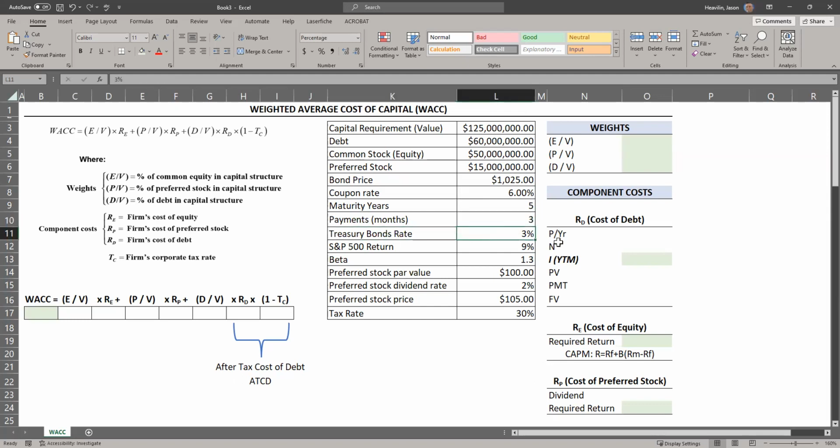And other information that we have here. Now we move on to the Treasury bonds rate. These are the federal bonds that we're going to use for calculating other things later. We're going to need that information. It's 3% right now in this example. We are saying that the S&P 500 is returning about 9%.